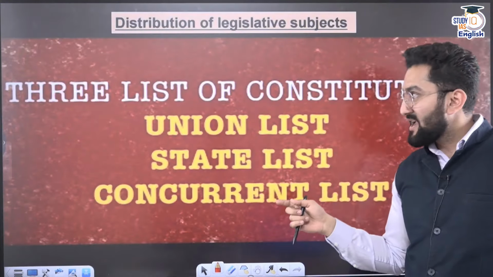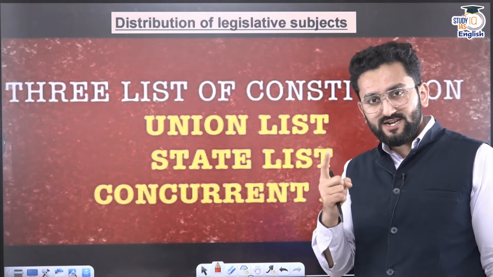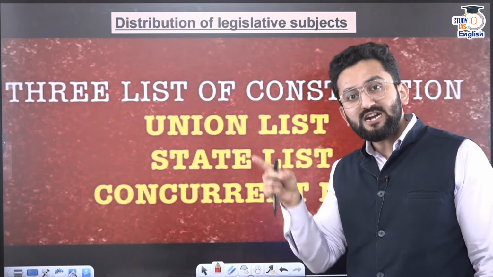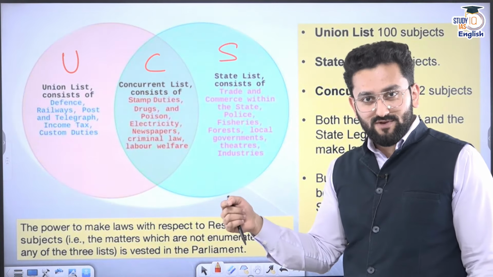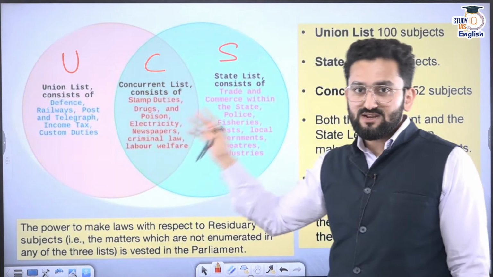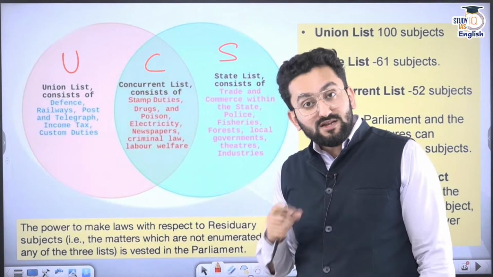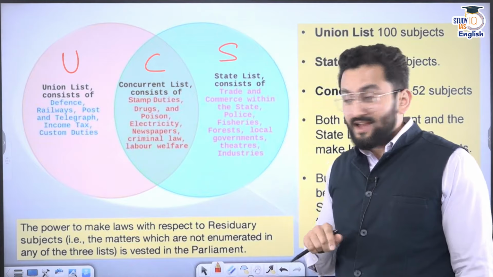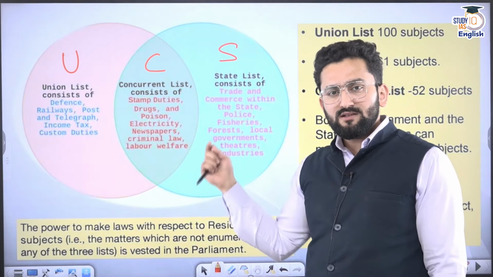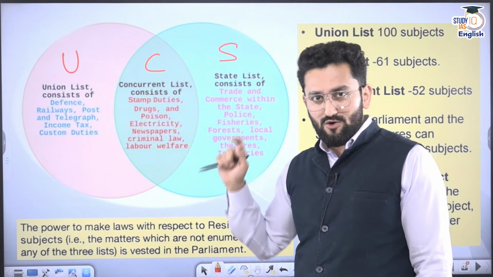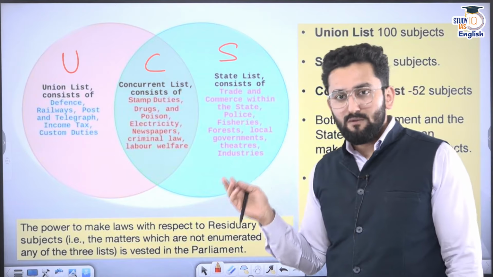Okay. Now, distribution of legislative subjects. So first was territory, second was subject. So now we are at subject. There are 3 lists in Schedule 7: Union list, concurrent list, state list. The Union list is the largest list, having 100 matters. Concurrent list means in these areas, the state and the center, that is, Union and state, both can make law, right? And the state list is where a state legislature has power.